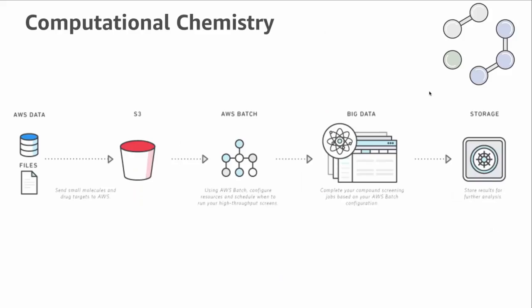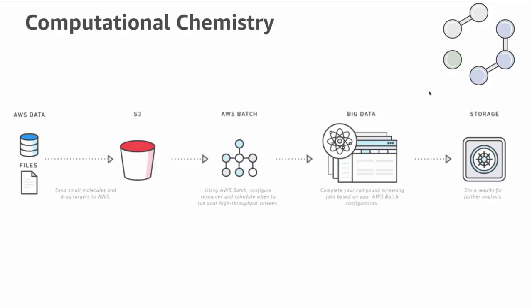Computational chemistry, right? In this case, we've got our files stored as AWS data. We send those small molecules and drug targets into AWS and just store them in S3. Batch then picks them up. You configure the resources and schedule when to run your high throughput screens. The results are then moved into an environment for additional big data analysis. You can complete your compound screening. And then finally, store the results into, again, long-term storage for either further analysis or long-term storage.